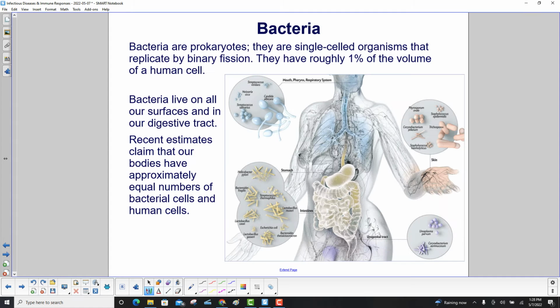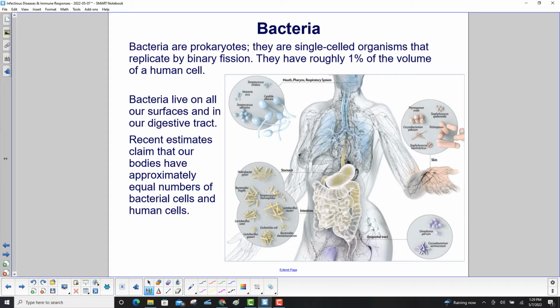Bacteria. Bacteria are prokaryotes. They are single-celled organisms that replicate by binary fission. They have roughly 1% of the volume of a human cell. They live on all of our surfaces and in our digestive tract. Recent estimates claim that our bodies have approximately equal numbers of bacterial cells and human cells.